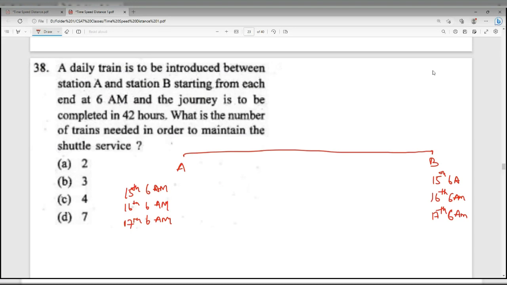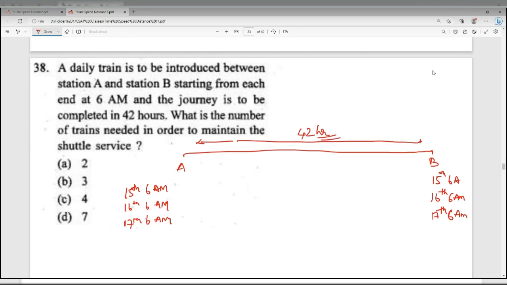So what they're saying is the train starts from each station at 6 a.m. in the morning, and it takes 42 hours to travel the distance from A to B. They are asking what is the minimum number of trains required to maintain the shuttle service.